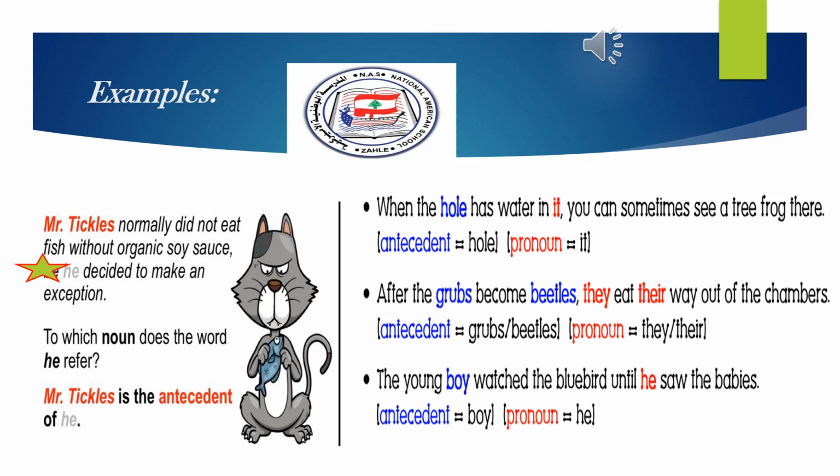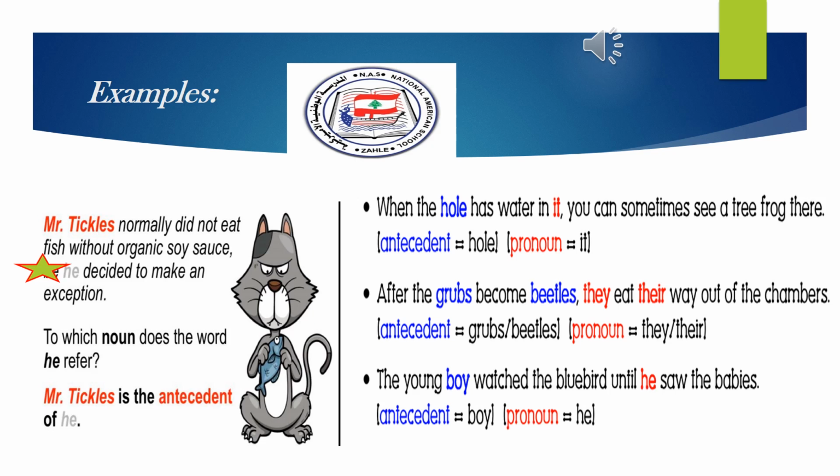In the examples below, you will see how the pronouns and the antecedents agree in person, number, and gender. Mr. Tickles normally did not eat fish without organic soy sauce. He decided to make an exception. To which noun does the word he refer? Mr. Tickles is the antecedent of he. So he refers to Mr. Tickles.